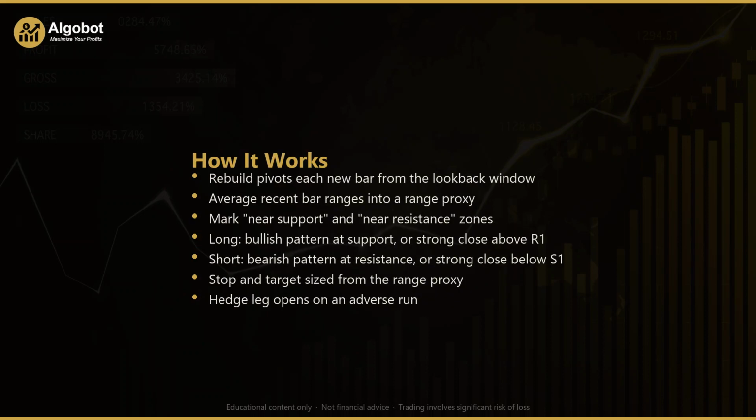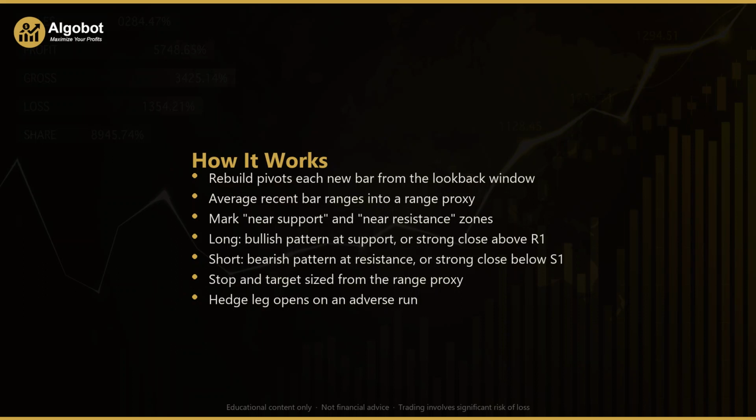Let's walk through the mechanics step by step. On every new bar, the expert advisor first checks that it has enough price history to work with. It then rebuilds its pivot levels. It scans the look-back window for the highest high and the lowest low, and it averages the last 14 bar ranges to produce what the code calls a range proxy. This range proxy is important because it's used to size almost everything: the width of the trading zones, the stop loss, the take profit, and the hedge trigger distance.